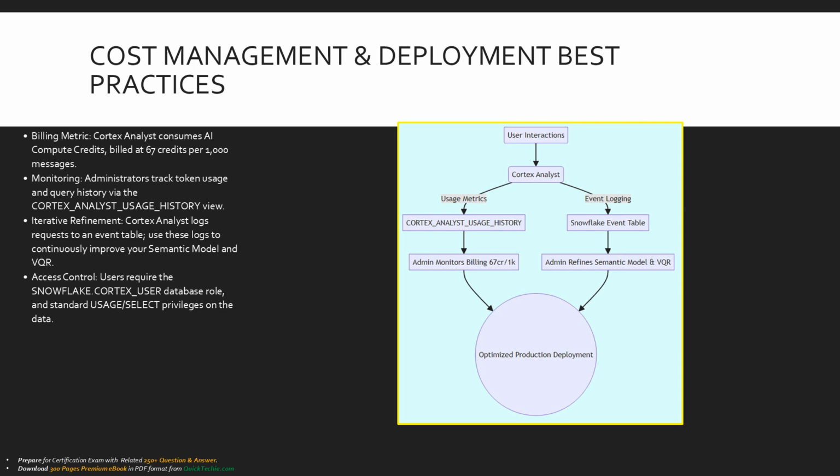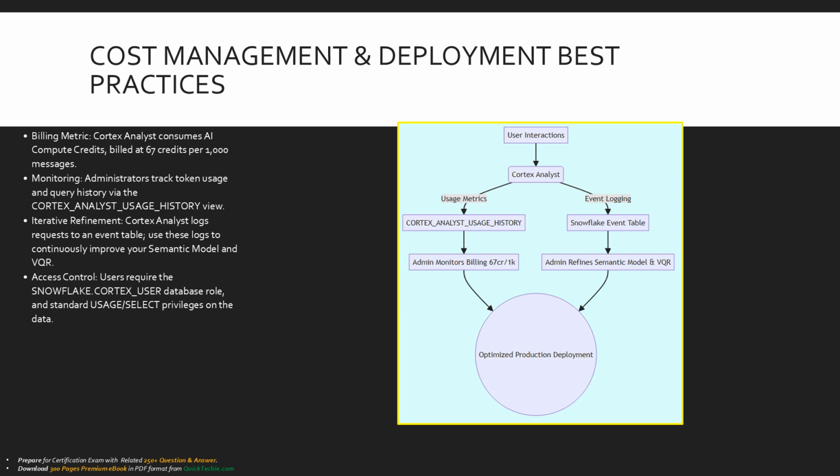As we conclude, let's cover operations and cost management. Cortex Analyst is built using Snowflake AI compute credits, specifically at a rate of 67 credits per 1,000 messages. To keep a close eye on your budget, administrators can query the Cortex Analyst usage history view, which provides detailed telemetry on usage. Furthermore, Cortex Analyst logs user interactions to a dedicated event table.